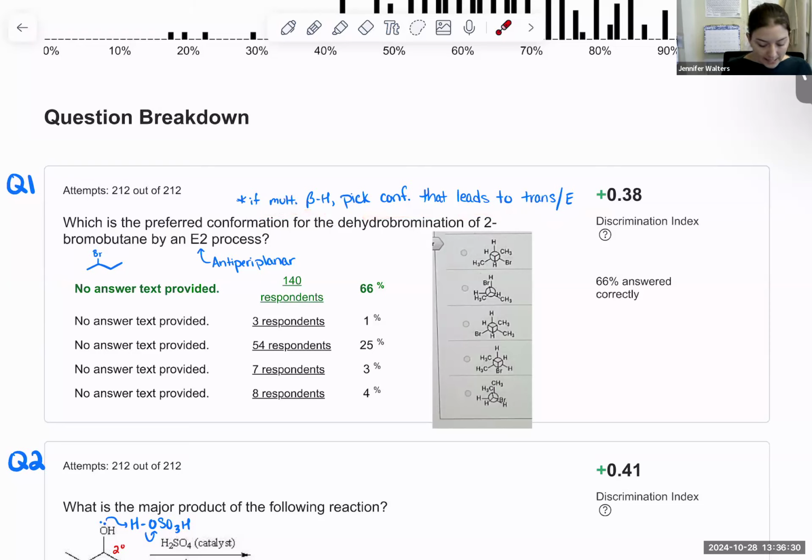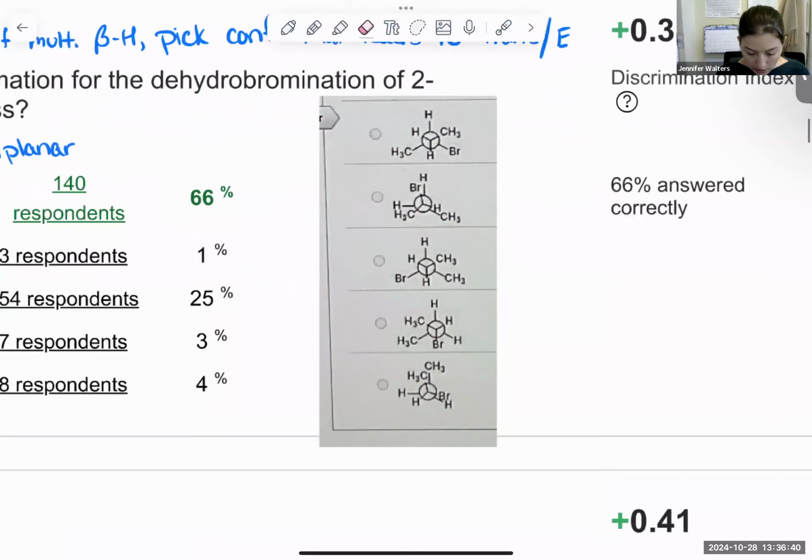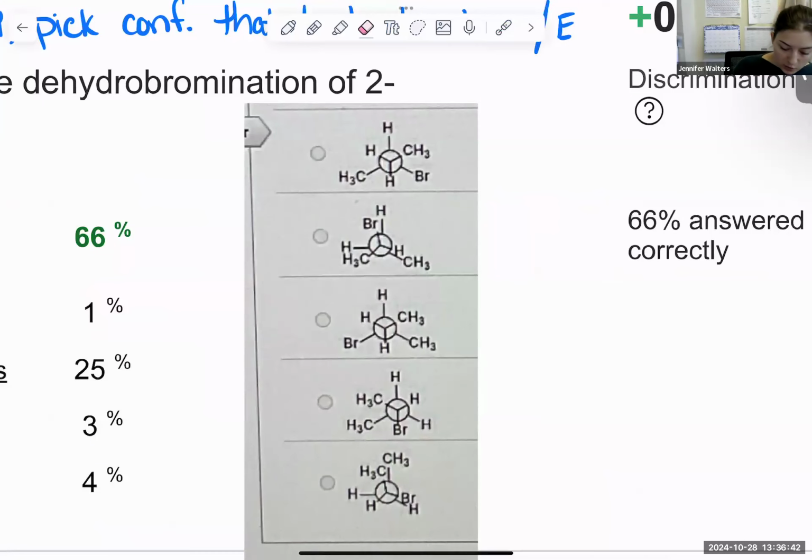When we look, we see that there are 2 on the right, 3 on the left. That means that no matter what conformation we pick, we have to make sure that it's going to lead to the most stable alkene. When we look at our options, this first one is 2-bromobutane. So we have 1, 2 is the circle, 3 is the dot, 4 is the front methyl. So the bromine is on 2.